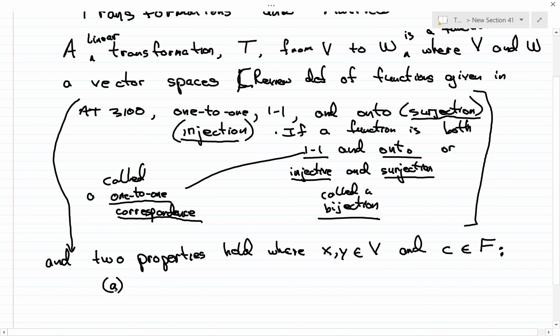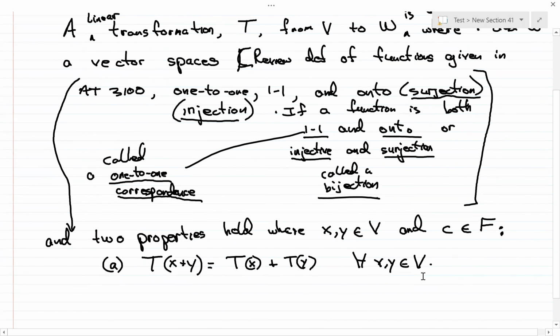A: if you want to take the transformation of the sum of these two vectors, you can do it by taking the transformation of the first one and adding it to the transformation of the second one. And this would have to really hold for all X and Y. So there's a quantifier here, where X and Y are the two vectors in V.